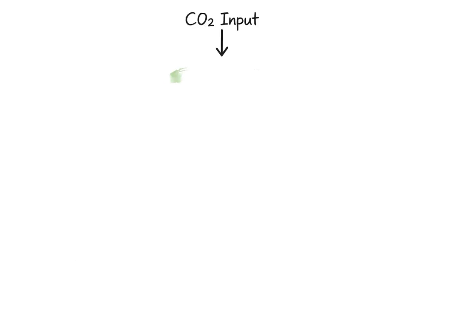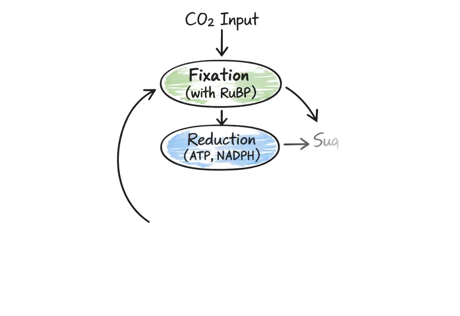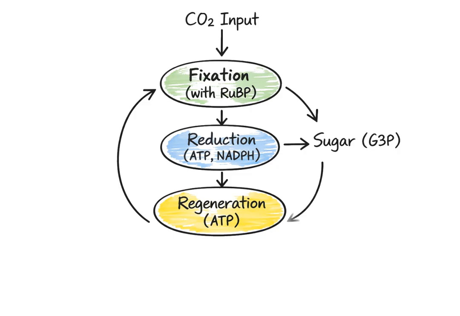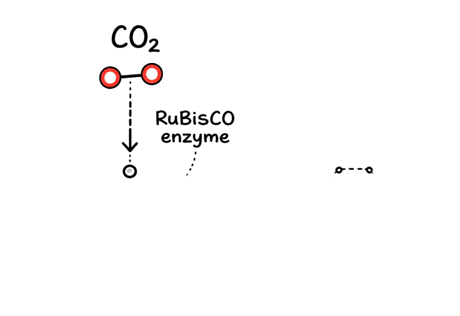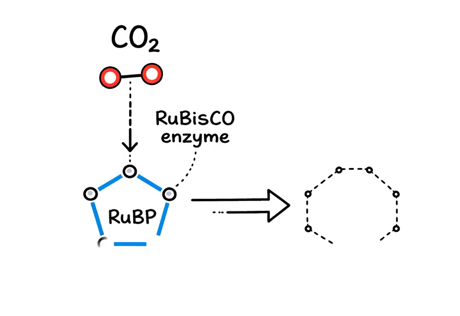The Calvin cycle takes place in the stroma. Its purpose is to use the ATP and NADPH from the light reactions to convert carbon dioxide into sugar molecules. Carbon fixation is the first step. The enzyme Rubisco combines carbon dioxide with a 5-carbon molecule called RuBP. This forms an unstable 6-carbon compound.